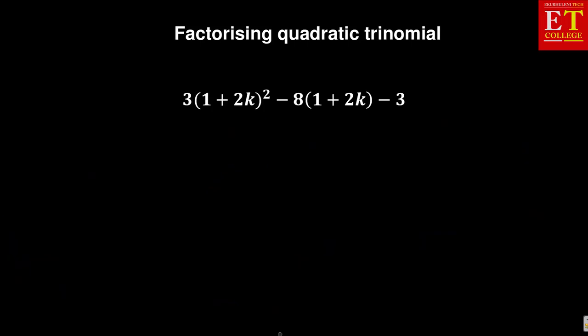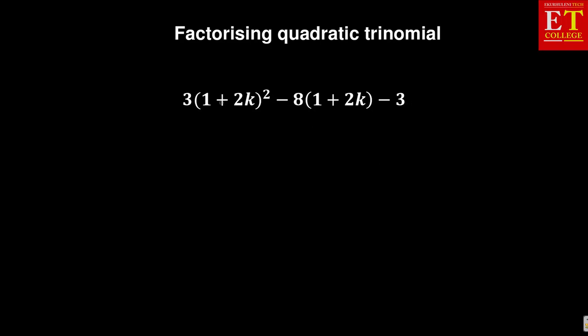Let us move on again to look at the quadratic trinomial that is hidden, but still needs you to use the concept of factorizing a quadratic trinomial. In this case, you are given here 3(1 plus 2k) squared minus 8(1 plus 2k) minus 3.